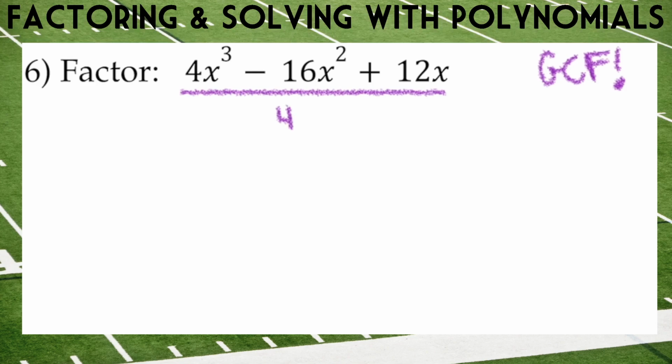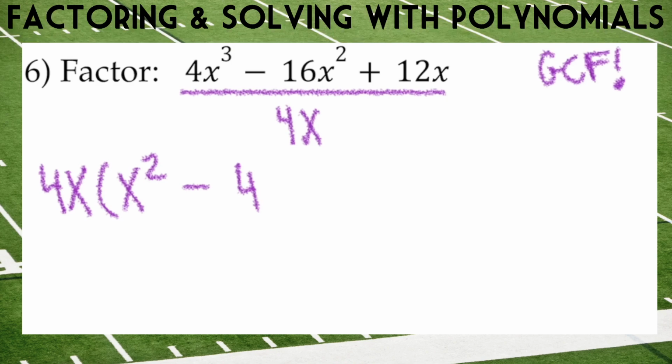Everything has a 4 and everything has an x. So 4x is our greatest common factor. I'm going to divide that from all of the components, from each part. And what does that leave me with? I am left with an x squared in that first part, minus 16 divided by 4 is 4, x squared divided by x is x. Then 12 divided by 4, so I got plus 3, and x are gone.